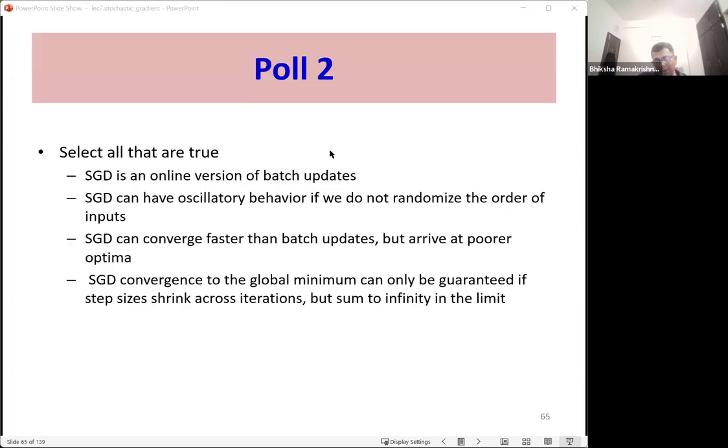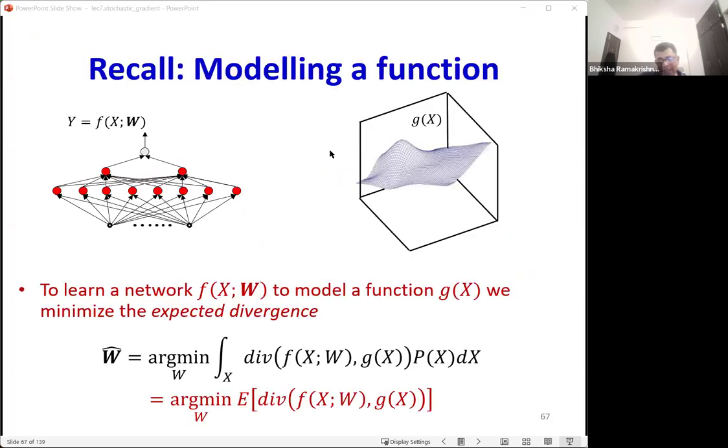So let's see why this happens. Now let's go back and look at what is the objective function you really want to minimize. Again, guys, what is the objective function we really want to minimize? Anybody? What is it? The expected divergence, right? The error is the integral of the divergence over the entire input space, which is the expected divergence. This is what you want to minimize.